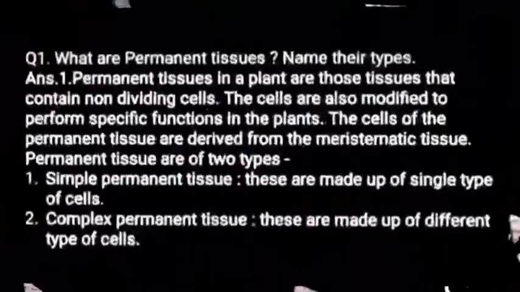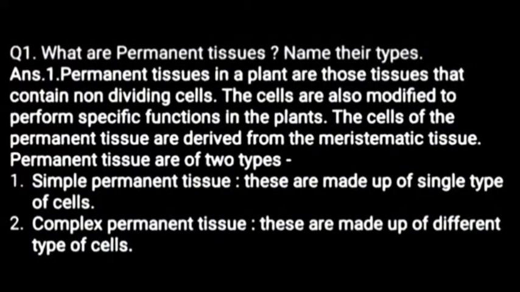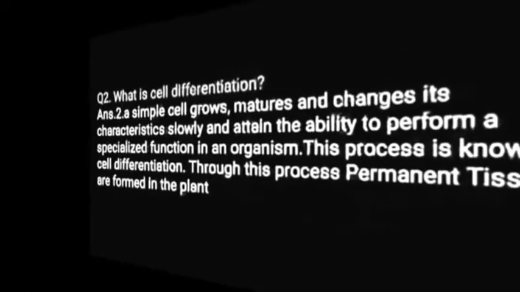Let us discuss questions. What are permanent tissues? Name their types. Permanent tissues in plants are those tissues that contain non-dividing cells. The cells are also modified to perform a specific function in the plants. The cells of the permanent tissues are derived from the meristematic tissues. Permanent tissues are of two types. Simple permanent tissues, these are made up of single type of cells. Complex permanent tissues, these are made up of different type of cells.